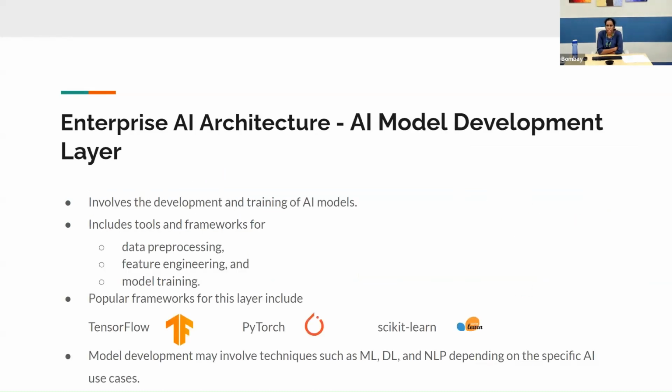The second layer is the AI model development layer. In this layer, the things dealt with are development and training of AI models. Here again, data pre-processing, feature engineering, and model training tools are used. Some of the popular frameworks are TensorFlow, PyTorch, and scikit-learn. This model development may include techniques such as ML, DL, and NLP.